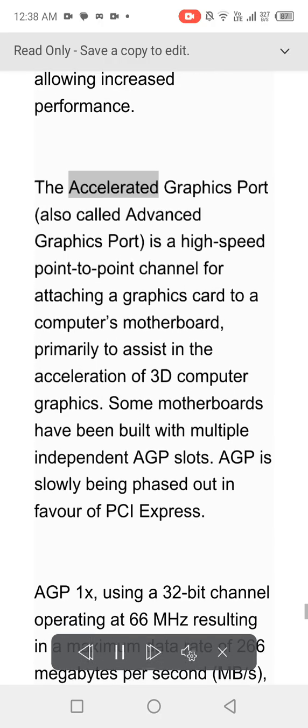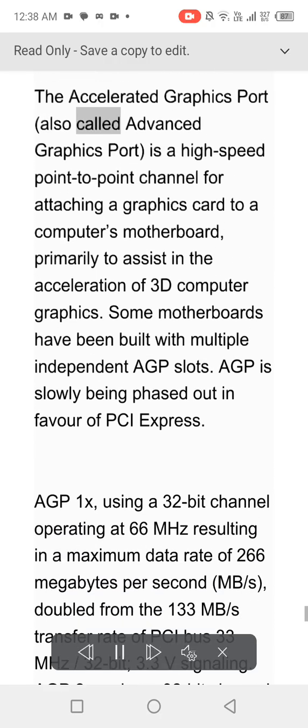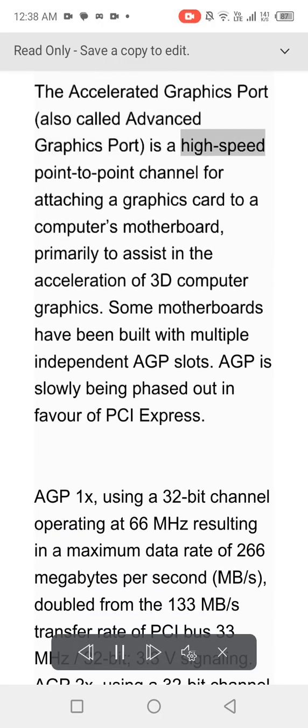The Accelerated Graphics Port, also called Advanced Graphics Port, is a high-speed point-to-point channel for attaching a graphics card to a computer's motherboard, primarily to assist in the acceleration of 3D computer graphics. Some motherboards have been built with multiple independent AGP slots. AGP is slowly being phased out in favor of PCI Express.